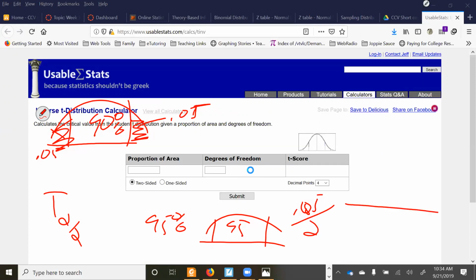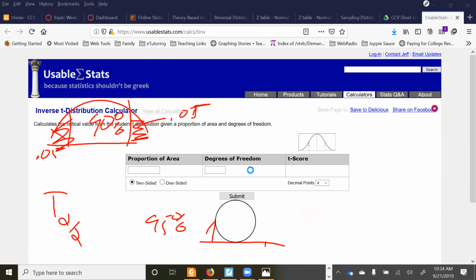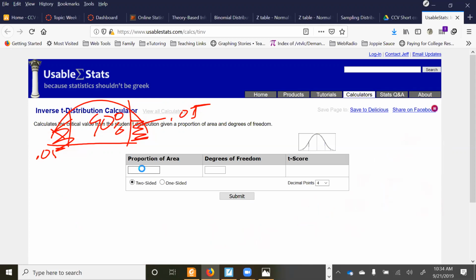If we have a 98% confidence interval, that's 2% outside of it. That would be 0.01. It would be 0.02 divided by 2, right? You could get that right here. It would tell you the T-score you would need. It works pretty slick. But we're doing a 90%, so we've got an outside area of 0.1.